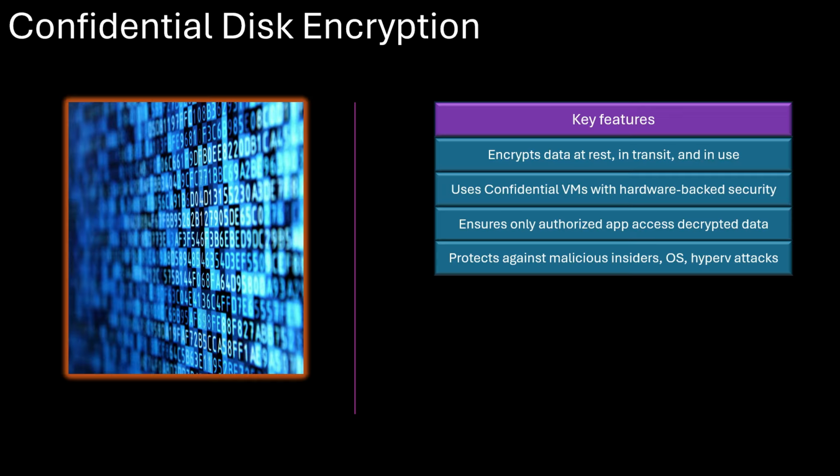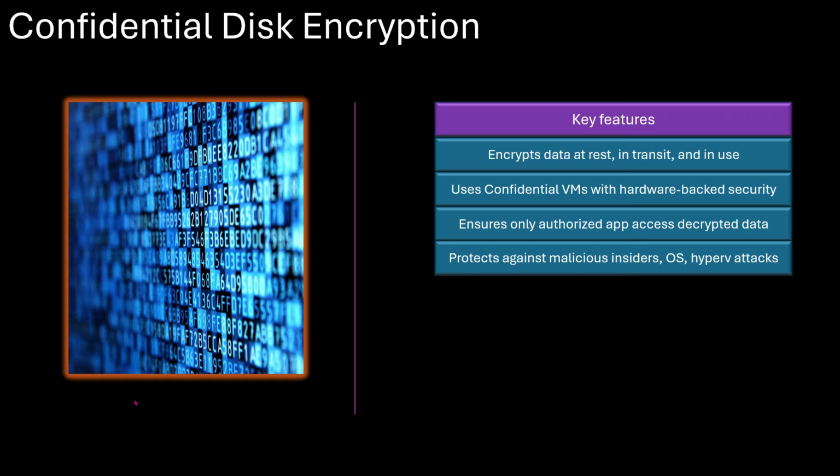You can use confidential disk encryption when handling highly sensitive data, such as for financial, government, or healthcare. You can use confidential disk encryption if you require data encryption even when it's actively processed. And you can use confidential disk encryption for workloads running on confidential VMs with hardware security guarantees. Note, confidential disk encryption requires confidential computing infrastructure. To mention, this is not available on all VM types. And confidential disk encryption may introduce performance overhead due to added security measures.